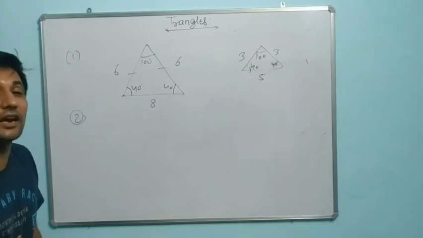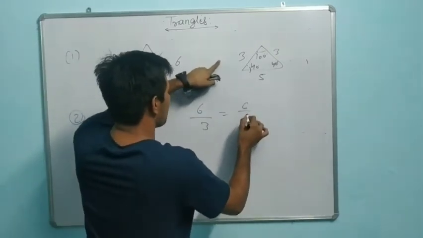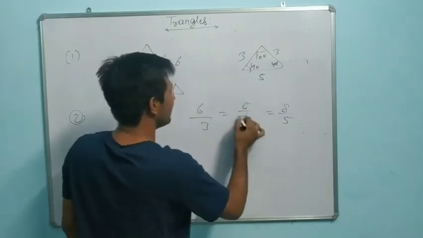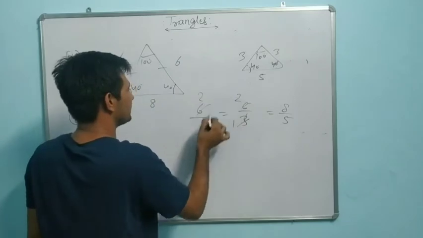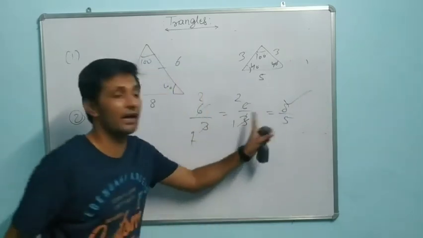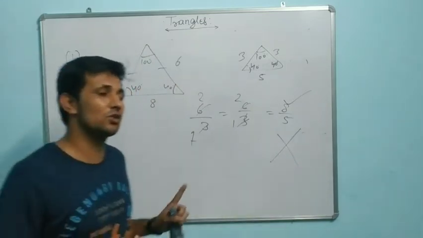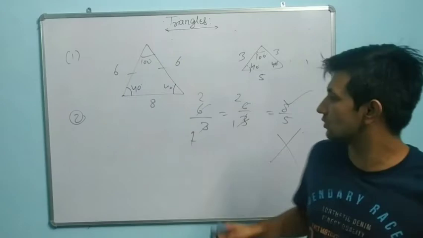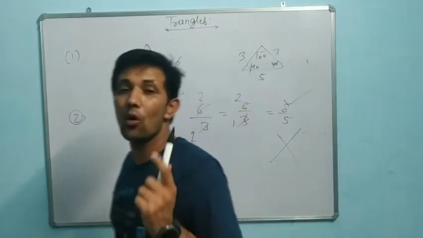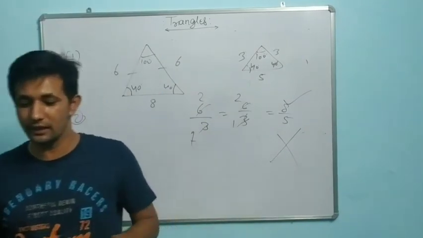Now we will check the ratios of the sides. 6 upon 3, 6 upon 3, and now it is 8 upon 5. It is ratio 2 to 1. It is ratio 2 to 1. But it is 8 to 5. They are not equal. That's why in isosceles triangles the ratio of the sides does not become equal. Understand? So all equilateral triangles are similar, but all isosceles triangles are not similar.